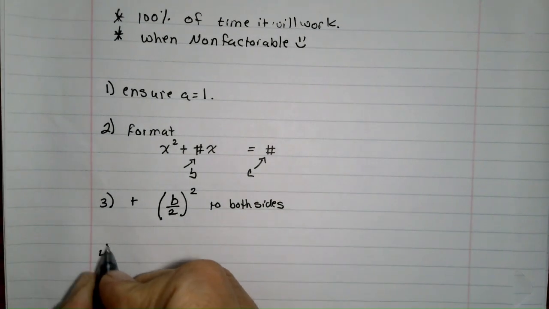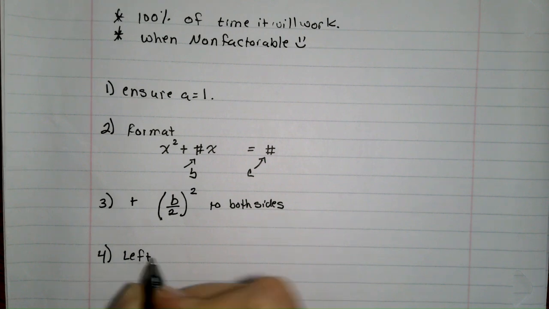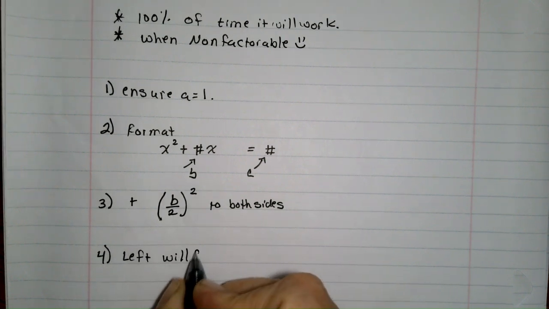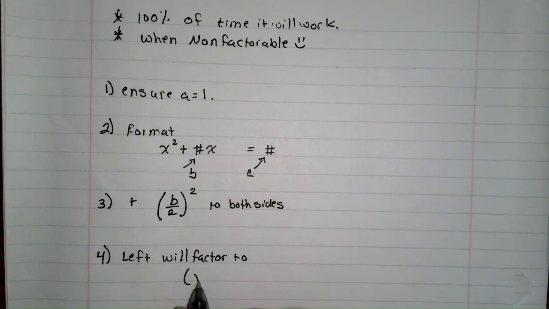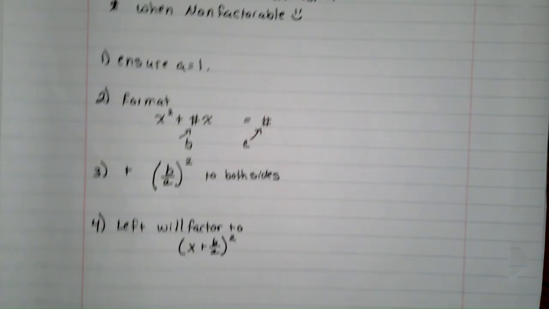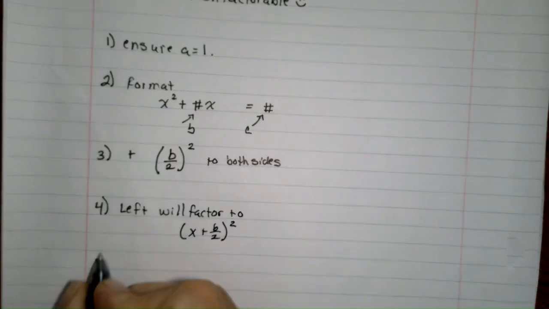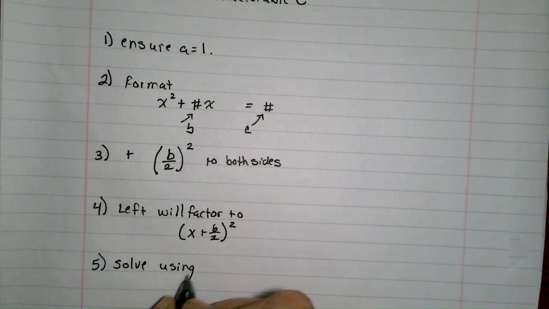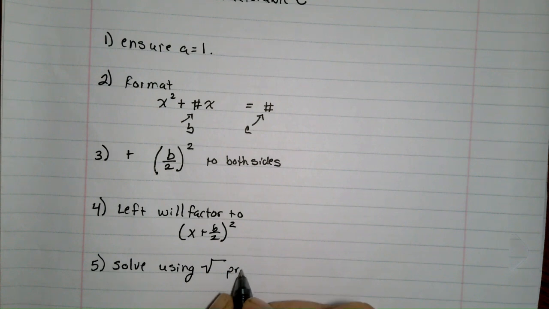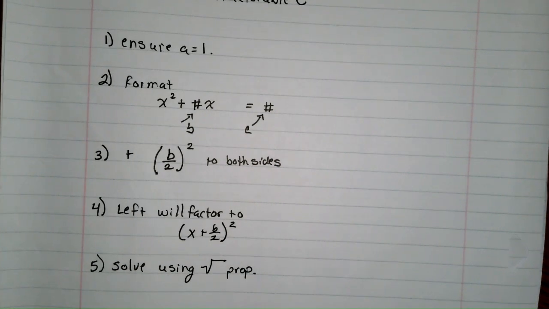After you do that, the left side will factor to x plus b over 2, quantity squared. And then you will be able to solve using that square root property. So if we can follow those 5 steps, we can do this.